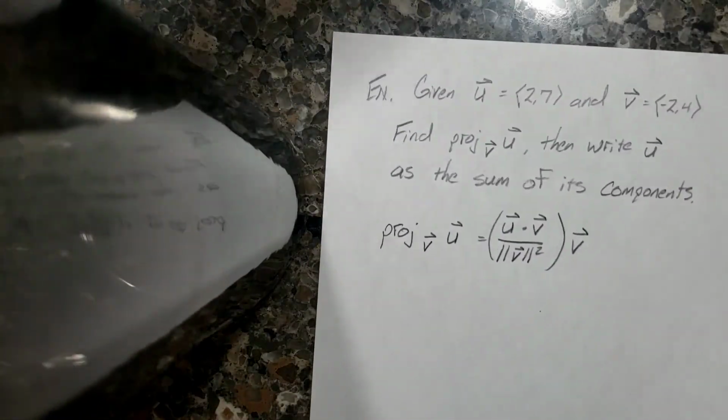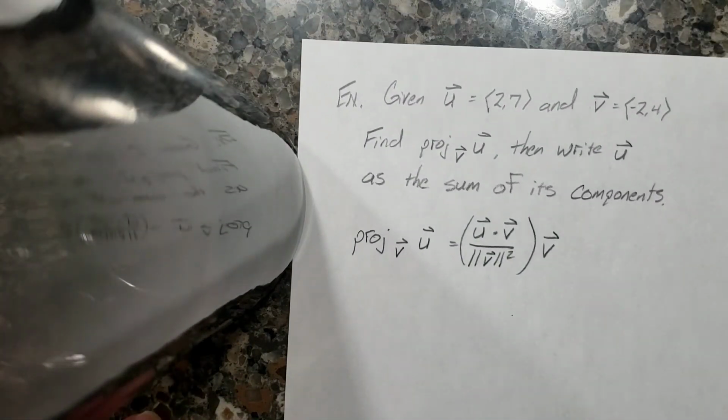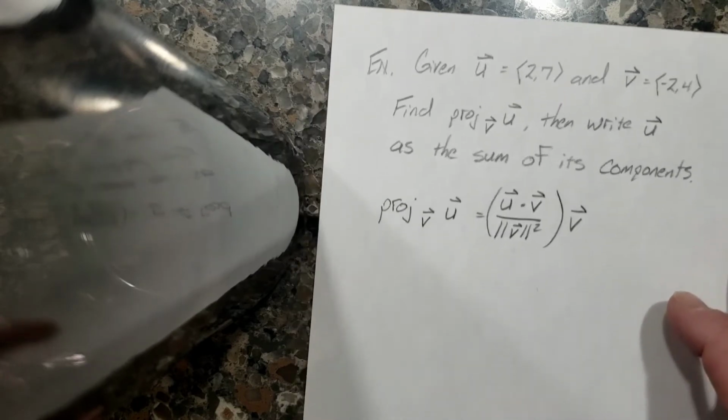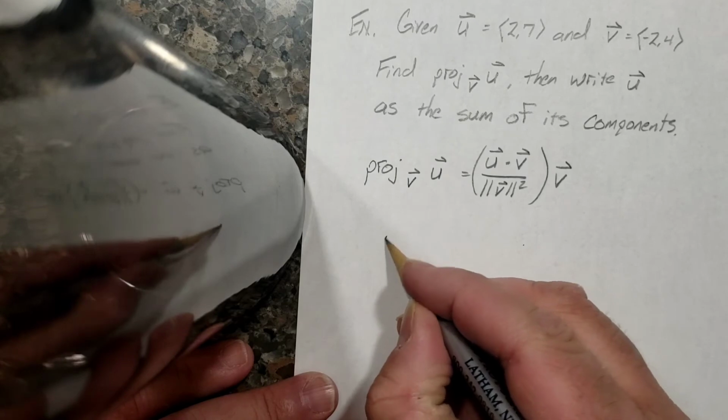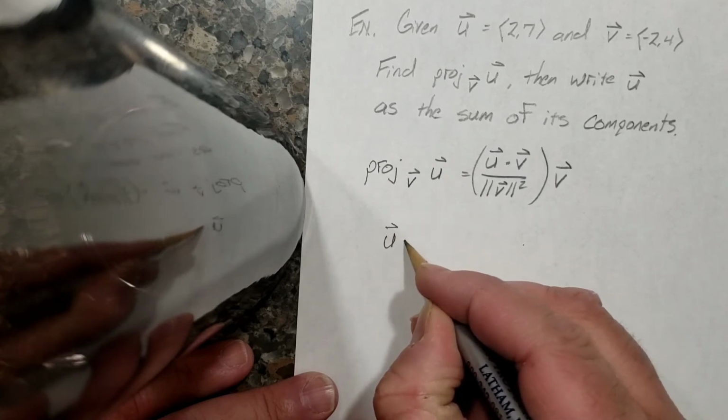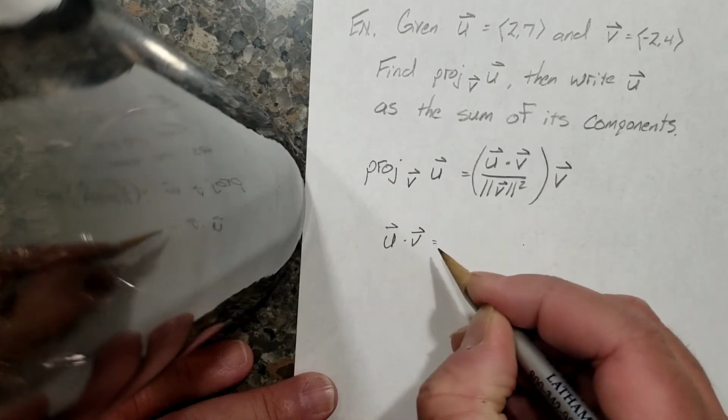where we have given vector u is 2, 7 and v is negative 2, 4. Find the projection of u onto v and then write u as a sum of its components. Okay, so there's our formula. So the first thing we're going to do is the dot product of u and v.